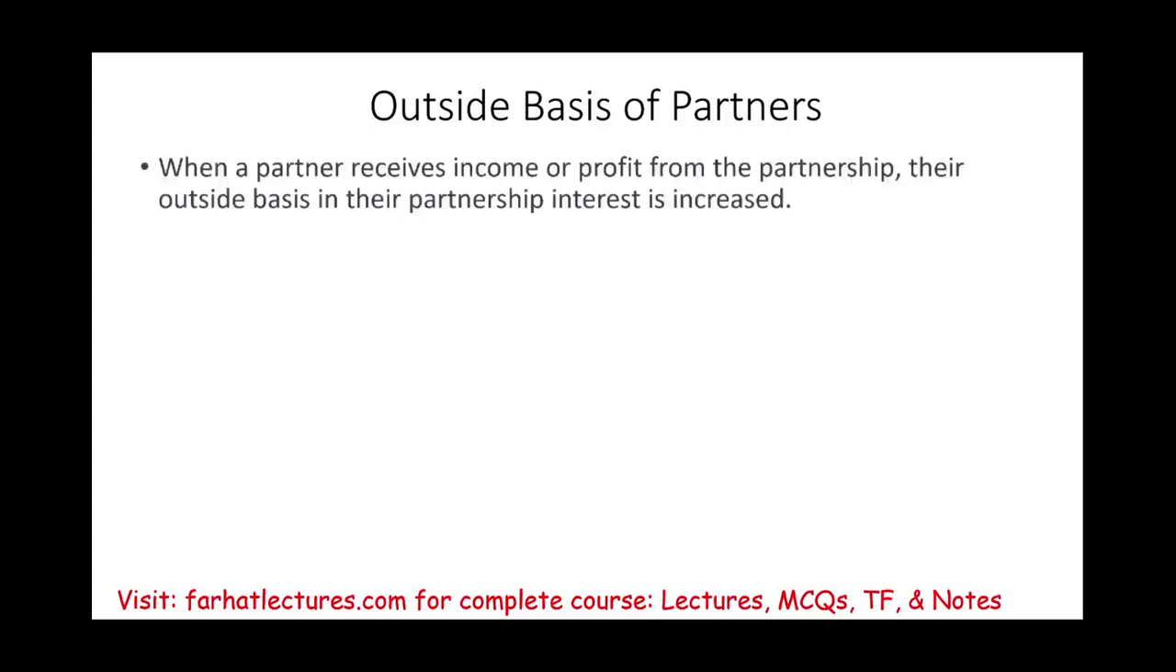When the partner receives income or profit from the partnership, their basis will increase. Why? Because remember when we talked about the first example. In the first example, the partner gets allocated some income. And that income increased their basis. Why? Because the income was taxed. Let's go back to that example real quick.